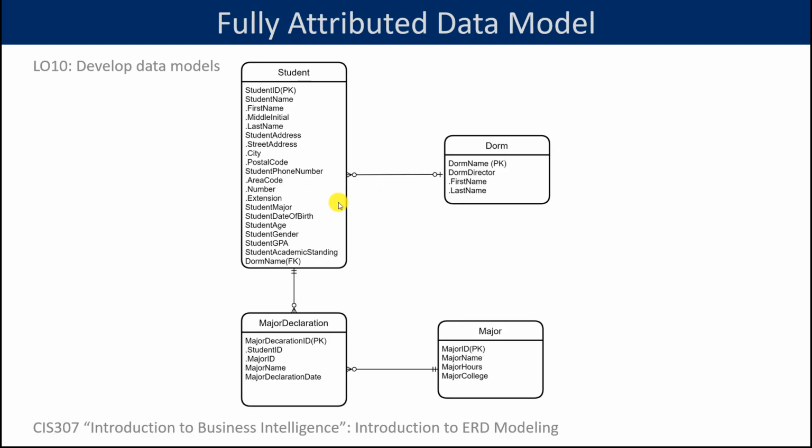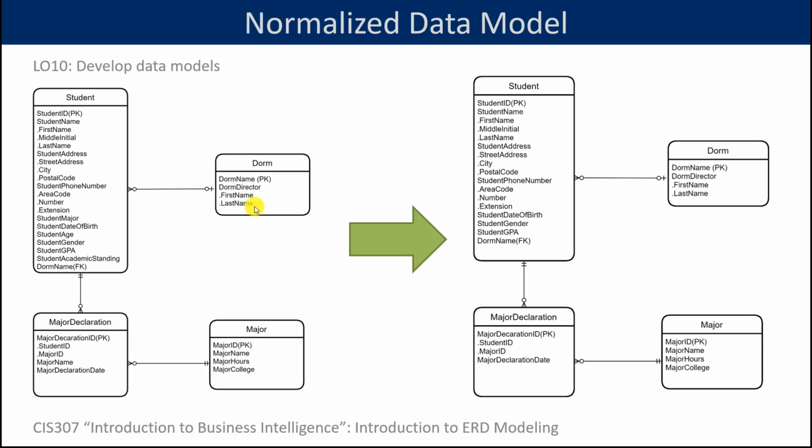And here you have a fully attributed data model. In addition to having primary and foreign keys, you add all other attributes that are relevant for your business purposes. So that's another phase of the data modeling process. And then after that, you create a normalized data model. Normalized means, simply speaking, improved data model. And this is something that we're going to talk about next. We're going to talk about normalizing data model.